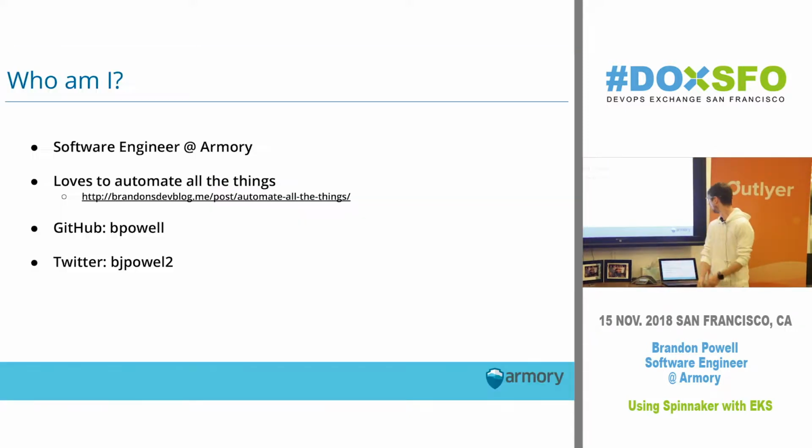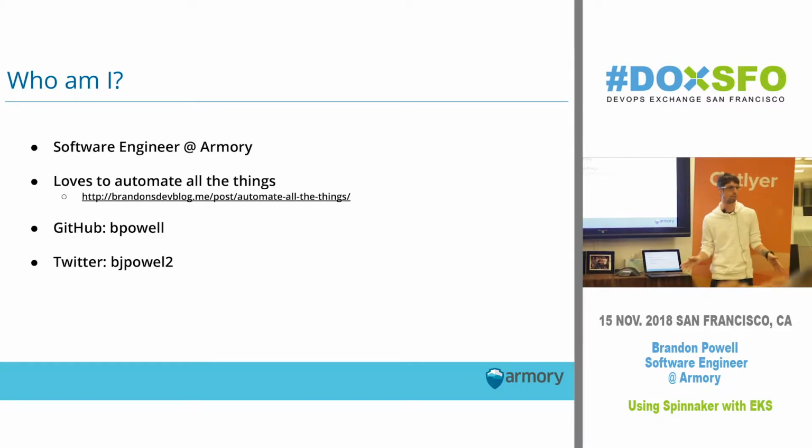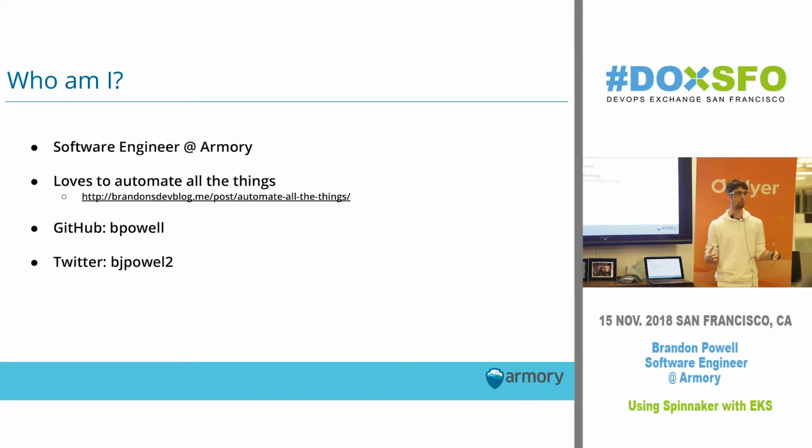All right. So who am I? I'm a software engineer here at Armory. I love to automate as much as I possibly can. Automating things is the way of the future, really. We should not be doing manual things anymore. It's 2018, people. We need to move on. You can follow me on GitHub. Follow me on Twitter. Follow you back.